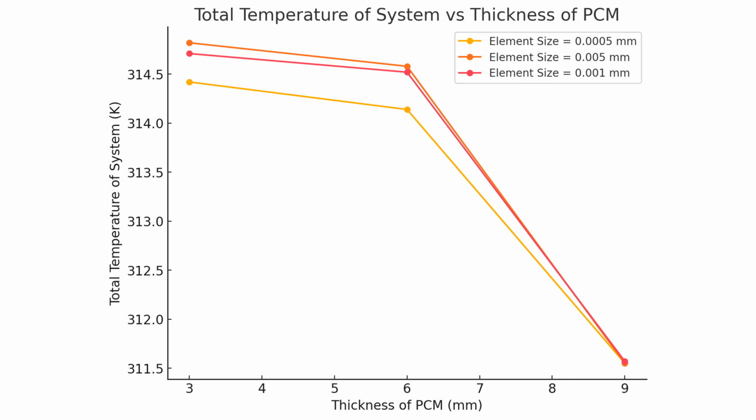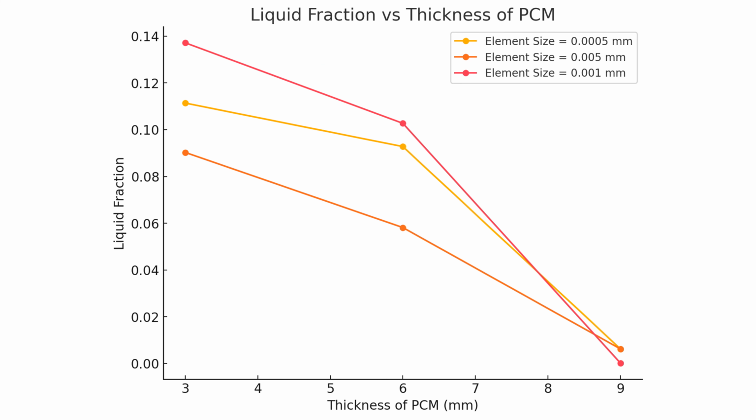From this graph, we can observe that as the thickness of the PCM increases, the total temperature of the system decreases for all the element sizes. Smaller element size shows slightly lower temperatures compared to the larger element size. Next is your liquid fraction. The liquid fraction decreases significantly with increasing PCM thickness, and this trend is consistent across all element sizes. At smaller element sizes like 0.001 mm, the liquid fraction is higher, indicating better phase change behavior due to the finer resolution.